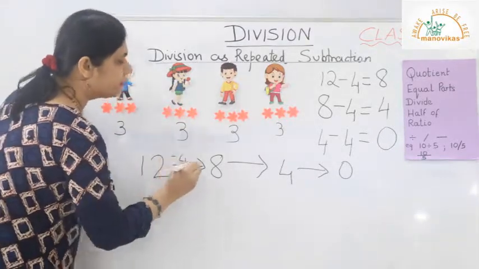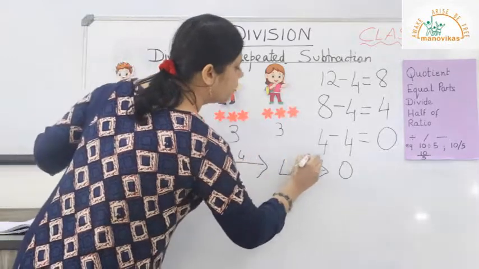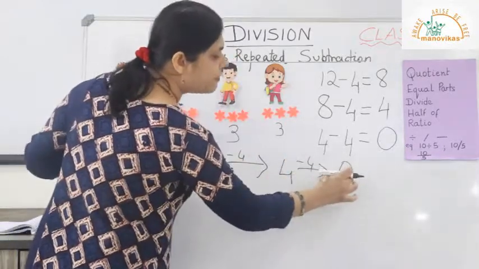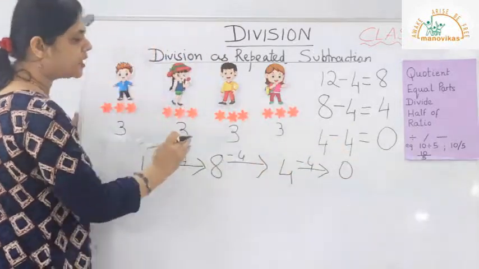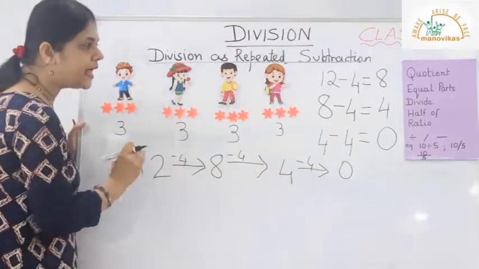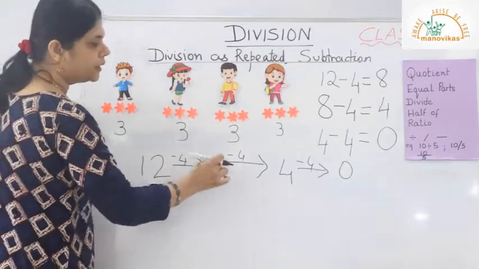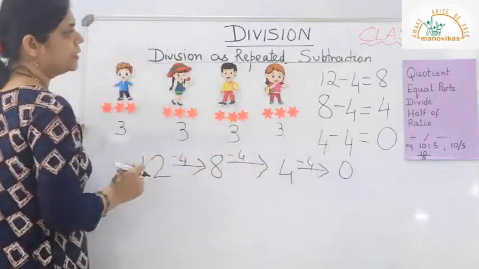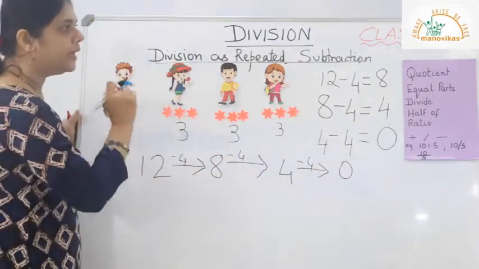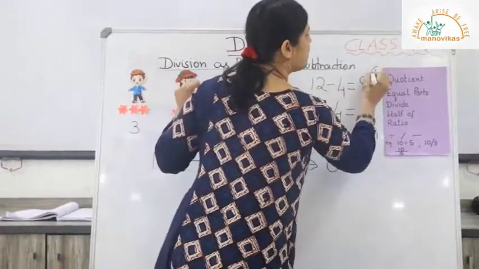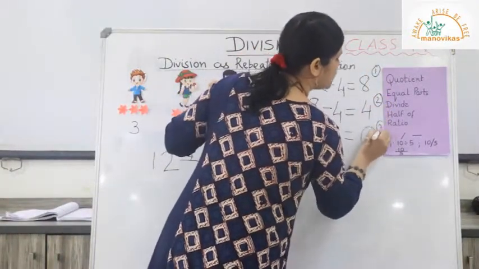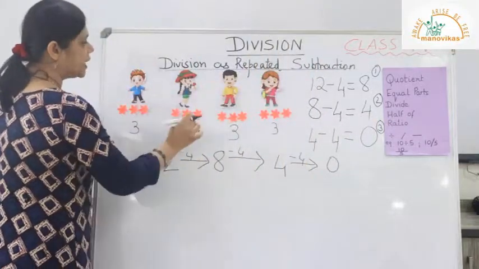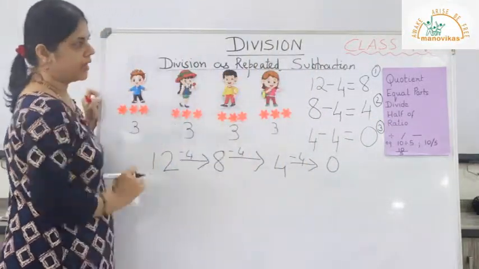Okay? So, minus 4, minus 4, minus 4 till I have left 0 flowers. So, I have subtracted 4 how many times? 3 times. 1, 2 and 3. So, the answer will be 3. This is first time I have subtracted, second time I have subtracted, and third time I have subtracted, so that each child has got 3 flowers.